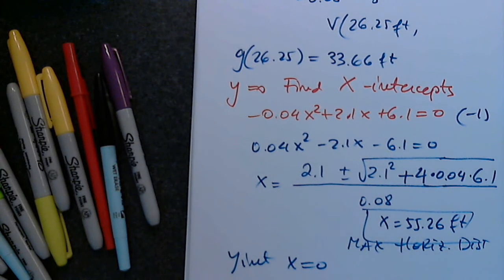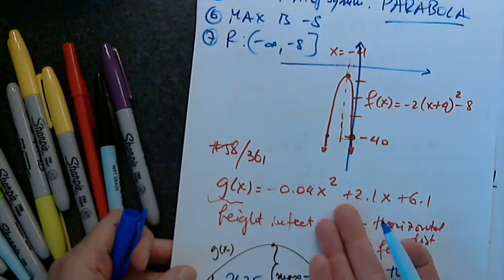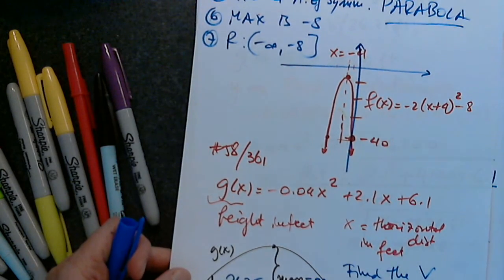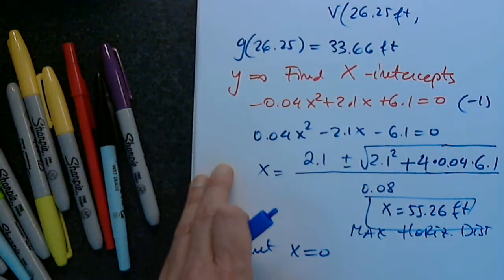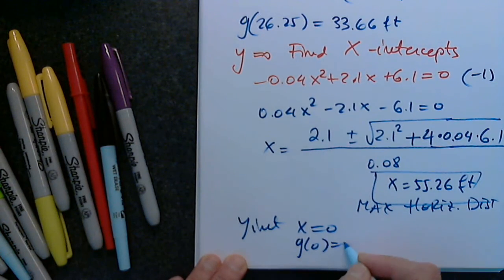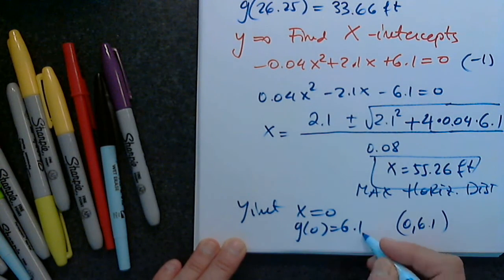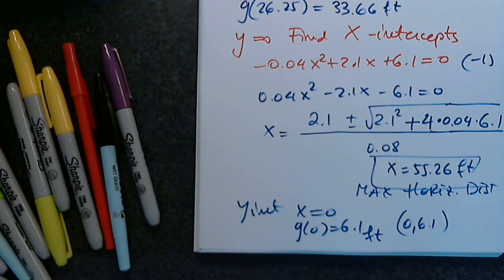when x is 0. So let's go back to the function that we have and find g of 0. How much is g of 0? That's it. So g of 0 is 6.1. So then the y-intercept is (0, 6.1). So the shot was released by someone who is 6.1 feet tall, or from a height of 6.1. Doesn't have to be a person.